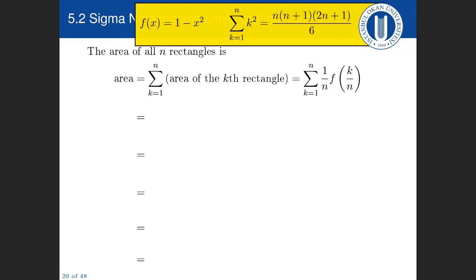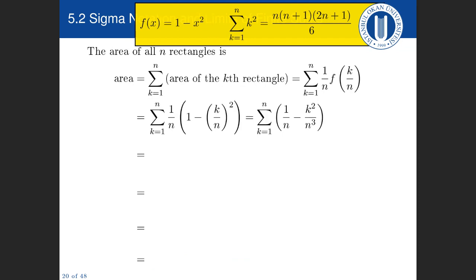So our function is 1 minus x squared. So we have the sum of 1 over n, and then instead of f of k over n, we have 1 minus k over n squared. Or if we want to, we can write that as the sum of 1 over n minus k squared over n cubed.